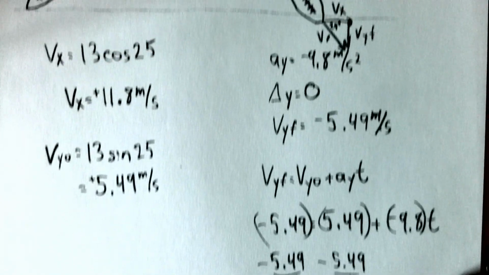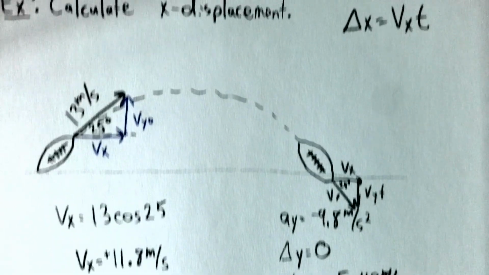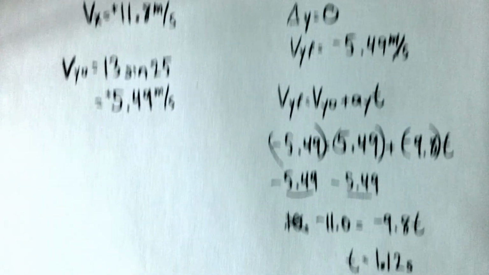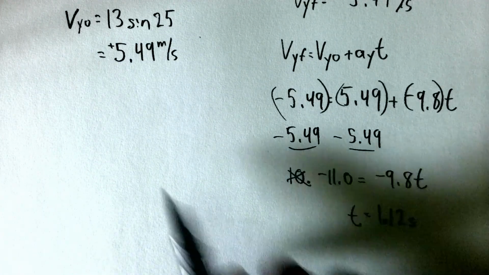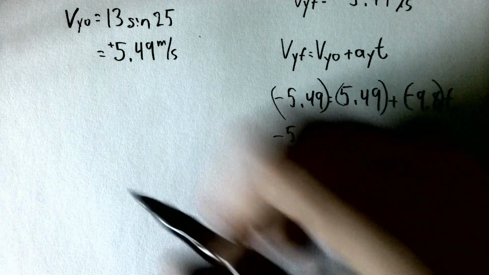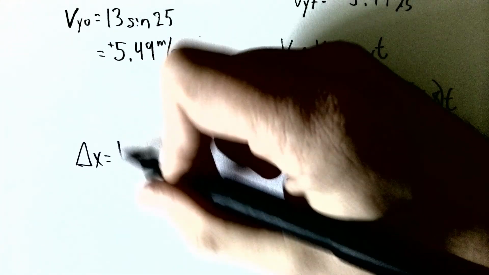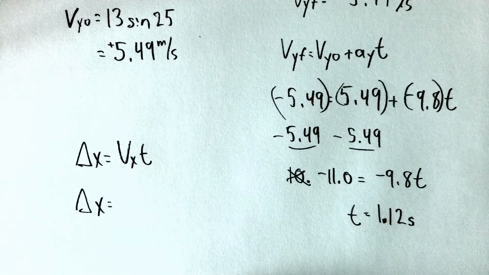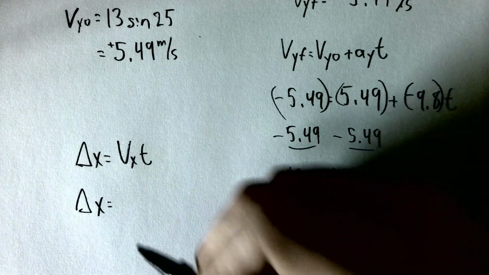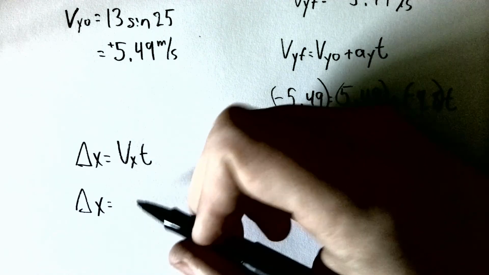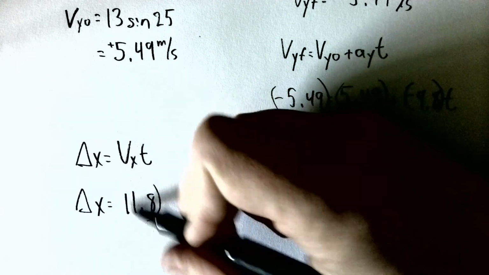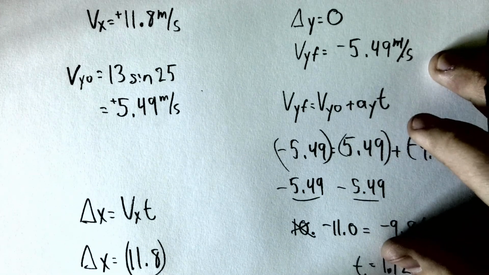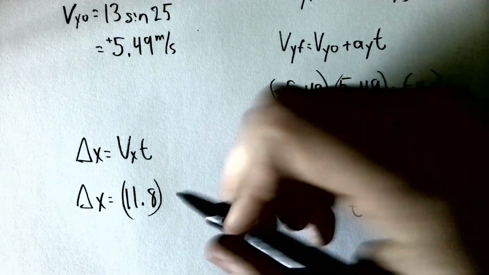Find x displacement, plug it in. So we bring that time up here, we plug it in for x displacement. I'm going to go back here in case you're still writing that down. We'll solve over here on the left. So delta x equals vxt. Delta x equals, what was vx? Yeah, 11.8. It was up here, 11.8. We found that with cosine. Times 1.12.